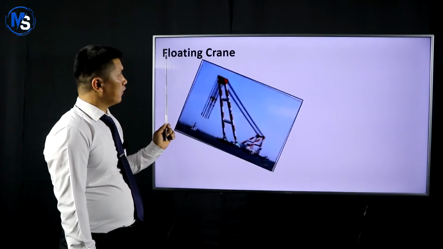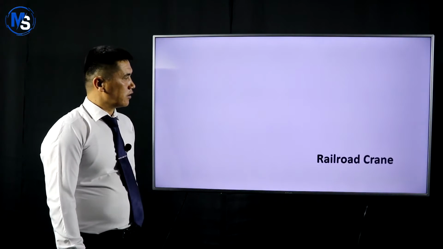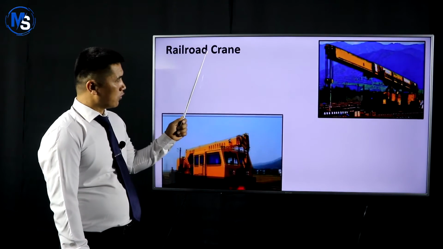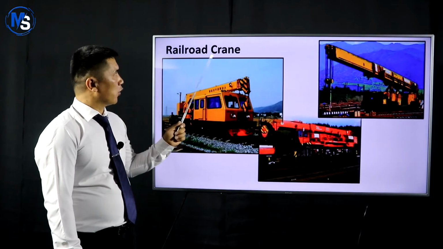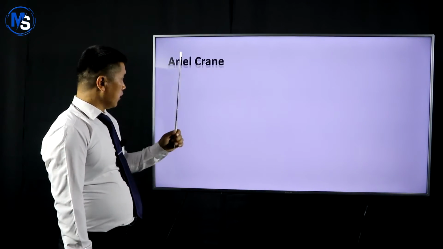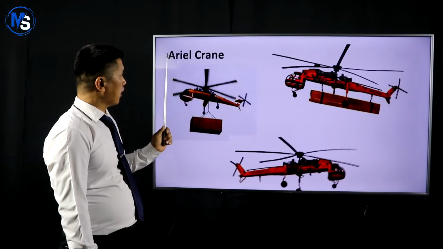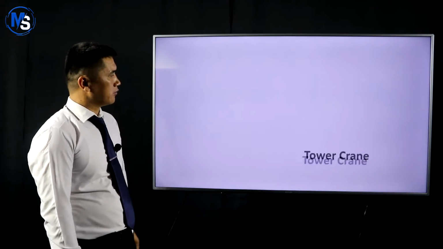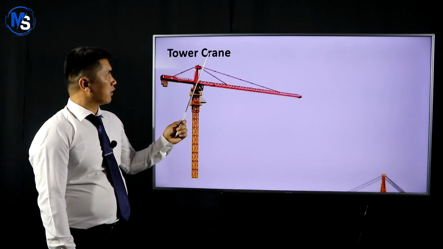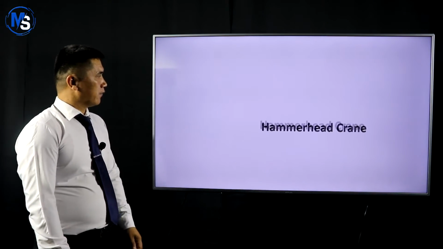Okay, this is a floating crane. It's used at the seaside and on seas. And the next crane is called a railroad crane. It's used on trainways and railroads. Okay. This is a very useful crane. This is called an aerial crane, and it's fixed to helicopters and others. The next one is a tower crane. It's mounted on the top of buildings.